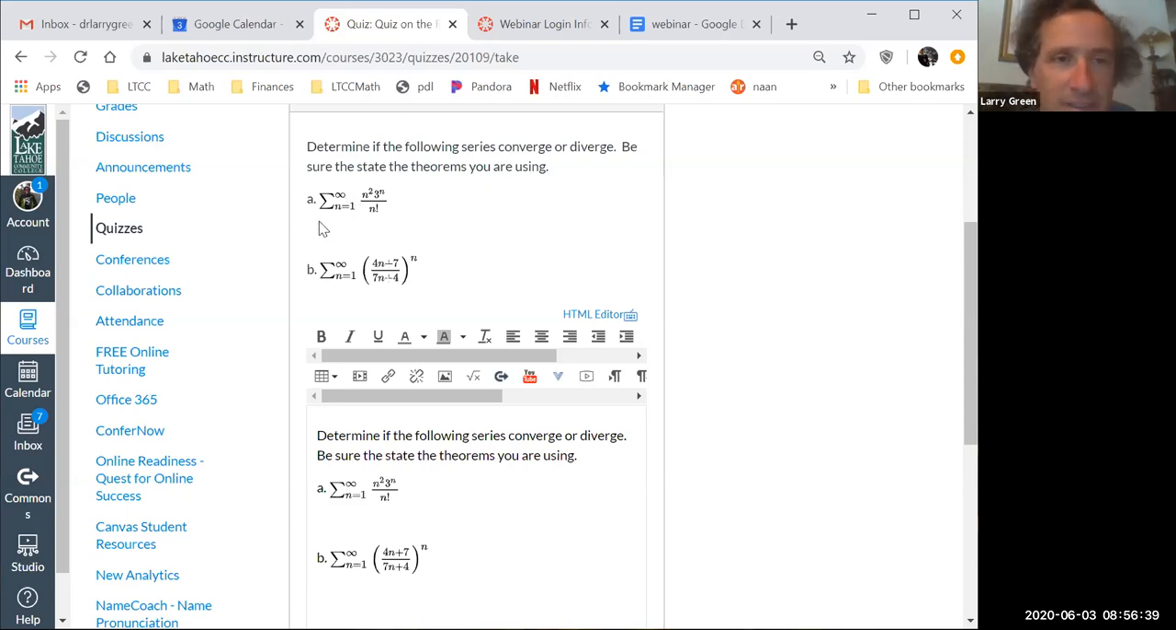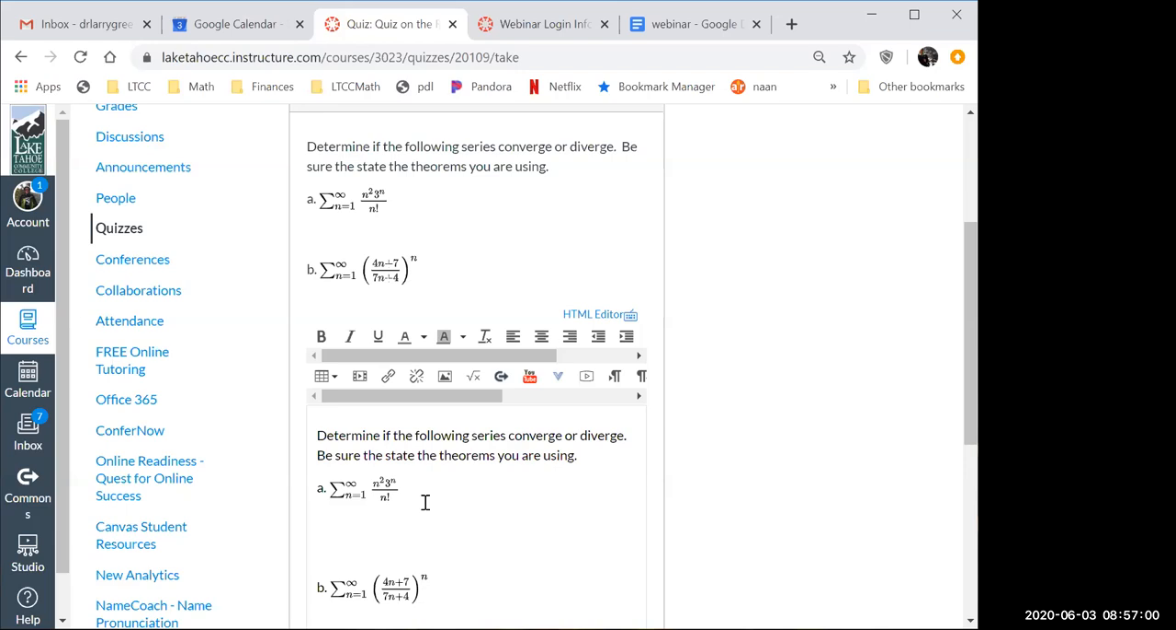The first one is the summation n equals 1 to infinity of n squared 3 to the n over n factorial. This particular one, you can go through all the different tests for convergence, and there's really only one that's going to work. What test should we try using? The ratio test? Yeah, ratio test.